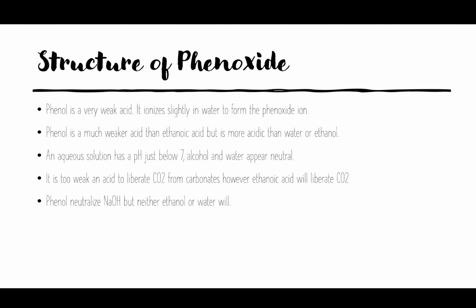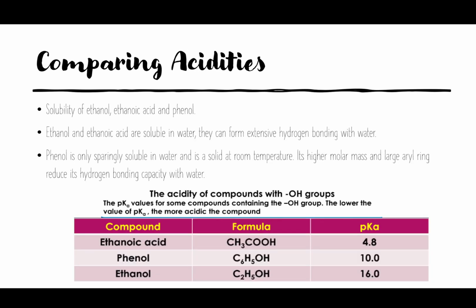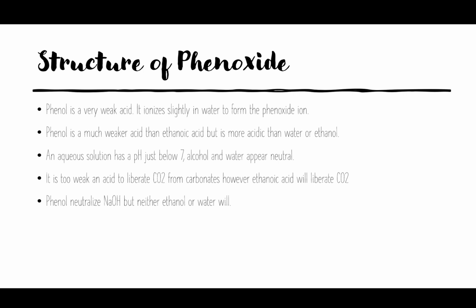So, phenol itself is a very weak acid, as we saw before. Its pKa is only what? 10. Alright? So we have that there. It ionizes slightly in water to form a phenoxide ion. So we know what weak acids are, right? I think we do. Hopefully we do know what weak acids are, right?